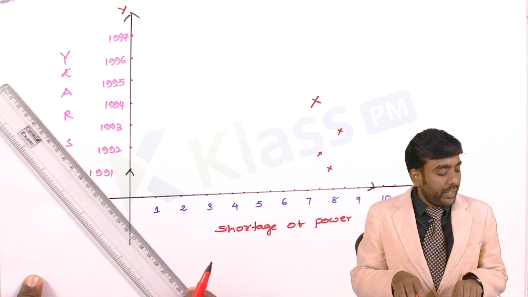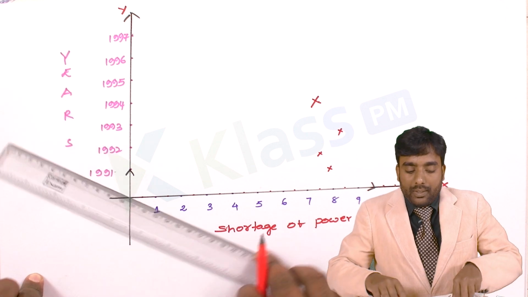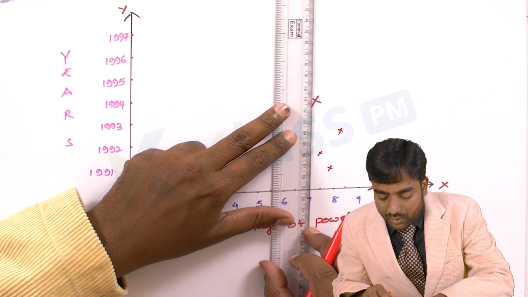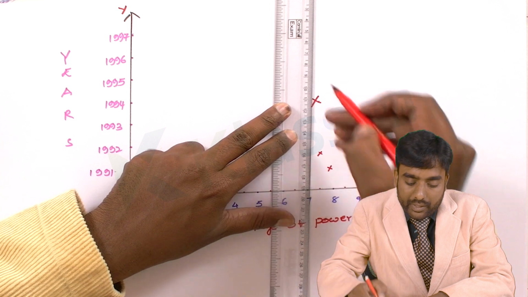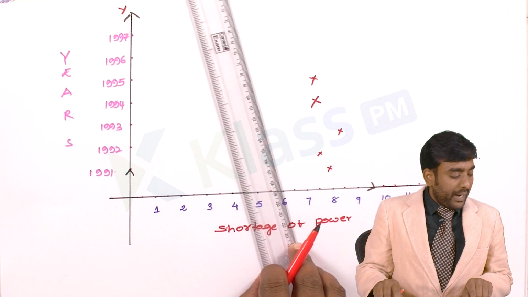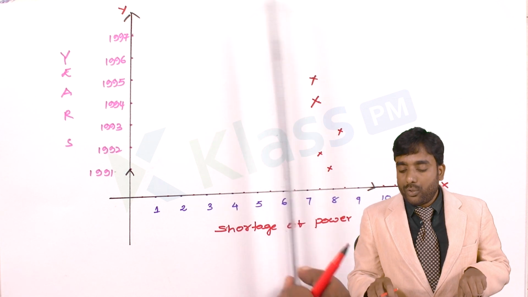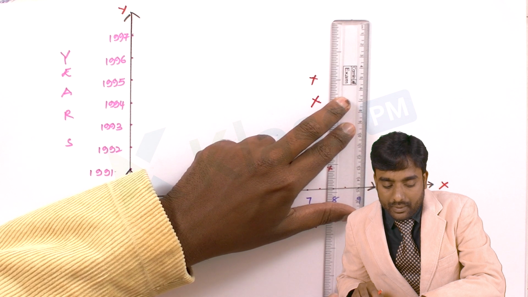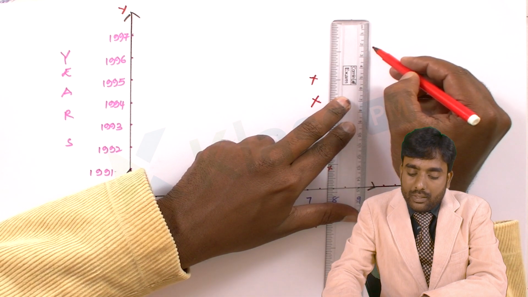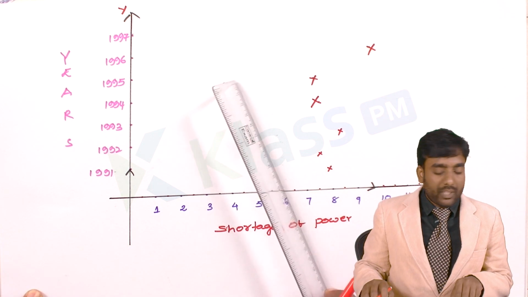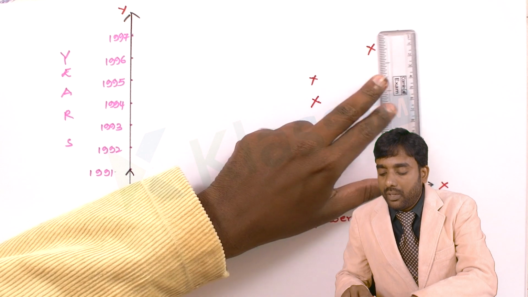Next, in the year 1995 it is 7.1, just after 7. So here you can mark 7.1. For 1996 it is 9.2, which will come after 9. For 1997 it is 11.5, which will come here.